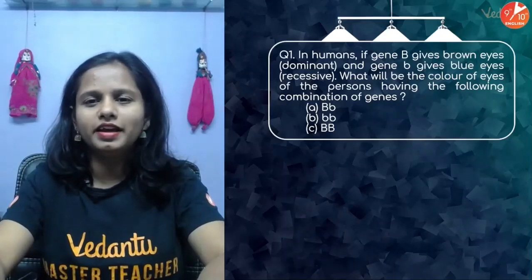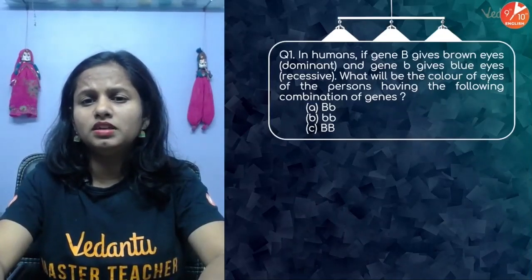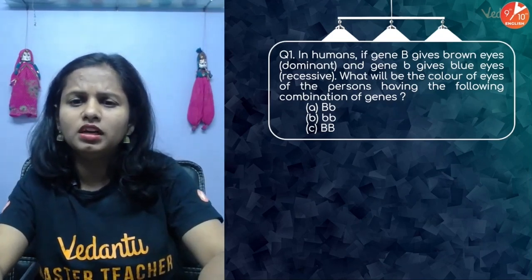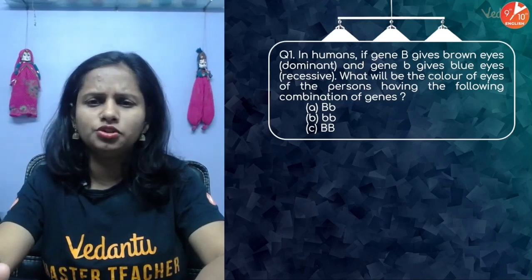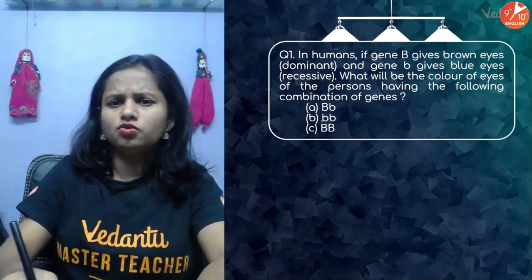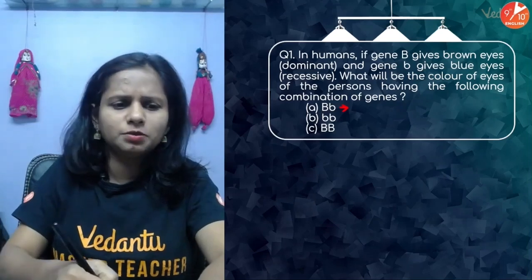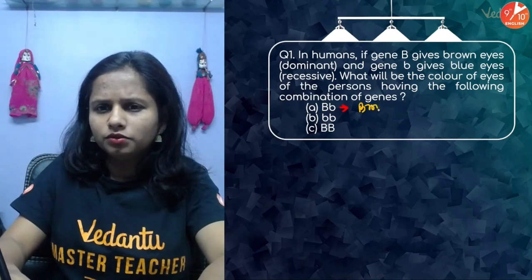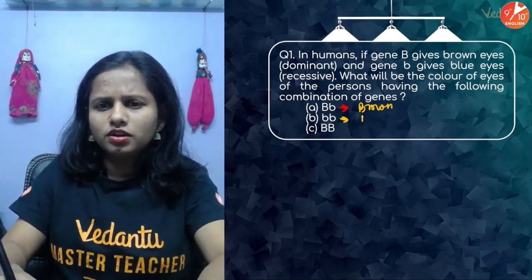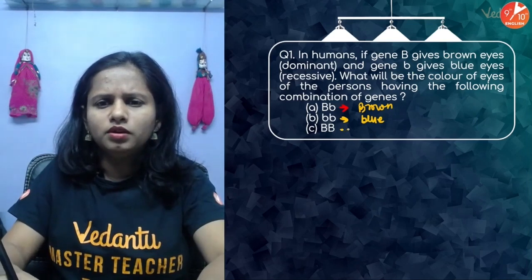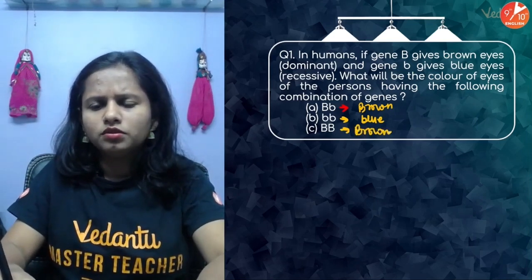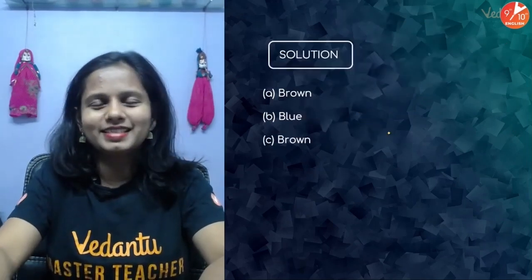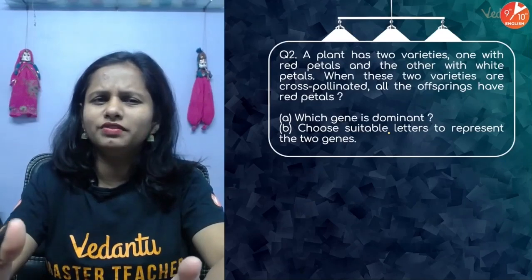Here we have: in humans, if gene B gives brown eyes, dominant, and small b gives blue eyes, what will be the color of the person having the following genotypes? Capital B, small b: of course capital B is dominant and will express, so it will be brown. Both recessive, small b small b: recessive is the blue trait, so that will be blue. And capital B capital B will of course be brown. So the answer is brown, blue, brown. Yes, that's correct. Perfect. Let's move ahead with the next one.